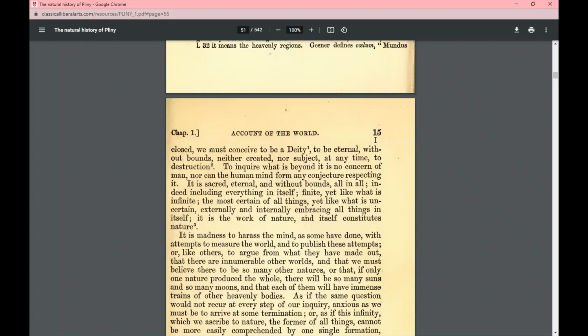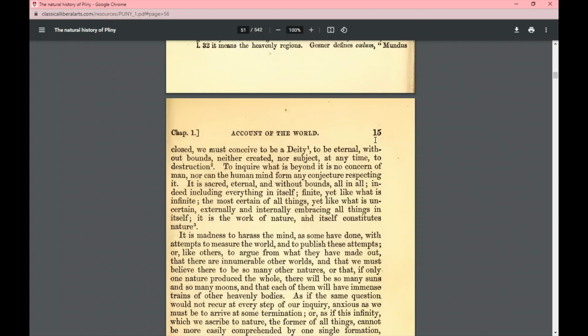Nor subject at any time to destruction. That means it doesn't decay or die. It lives forever. If those things are true, if it's true that the world is eternal, is infinite, was not created, and is never decaying or destroyed, then it's like God. All right? It's like God. So it makes sense for him to say the world must be a God because it has all of the characteristics of God.